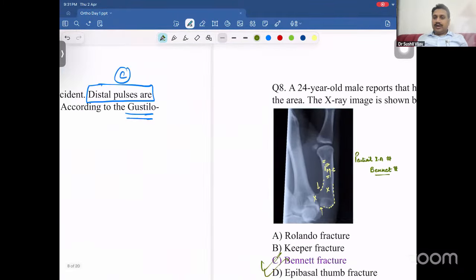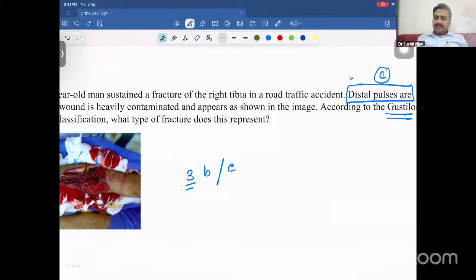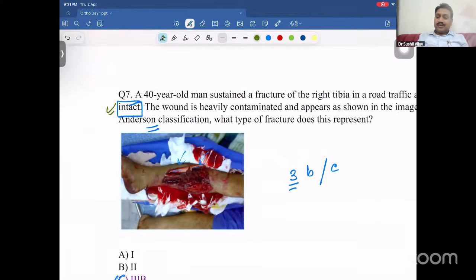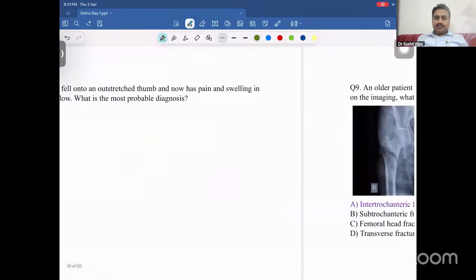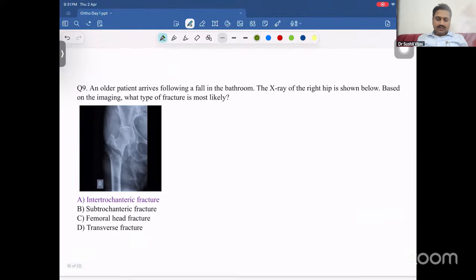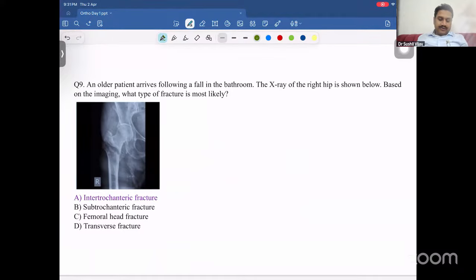Very good. Why not type 3C? Basically, beta, इसमें देखो ना, distal pulses intact हैं. If the distal pulse is intact, it has to be type 3C only, right? It has to be type 3C only. Okay, right. Very good. चलो.